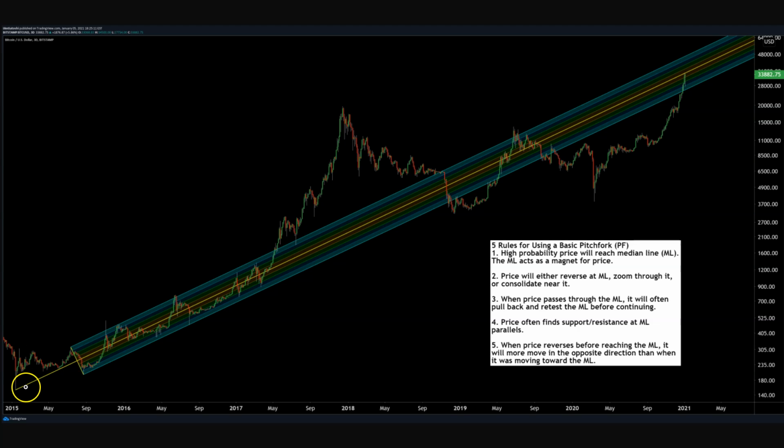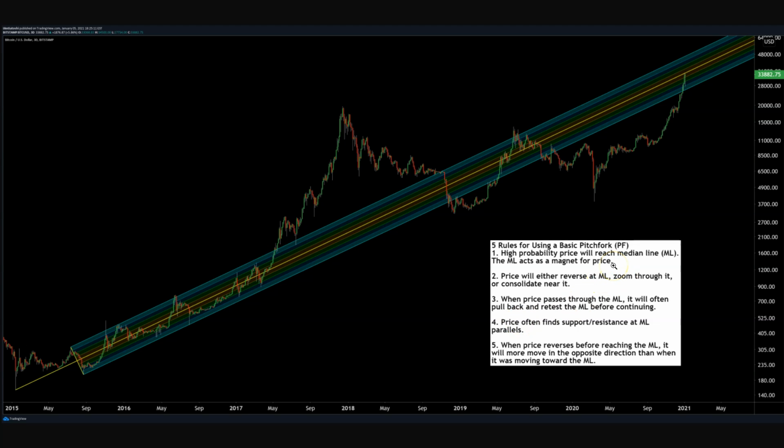What I sometimes do is fit the pitchfork on the candlestick chart and then just turn it on line, and that'll clean things up. You can see this is obviously super messy and there's a lot of colors and noise and whatever. So here are some more rules.